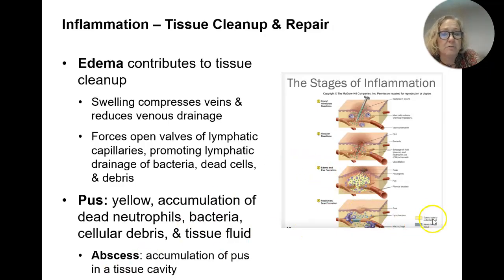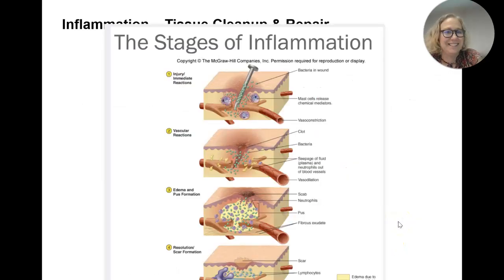Sorry. So you've got swelling of all that interstitial fluid, which forces your lymphatic capillaries open, promoting lymphatic drainage of bacteria, dead cells, and debris. And you're also going to get pus, yellow, and that is dead neutrophils, bacteria, cellular debris, tissue fluid. And an abscess is actually an accumulation of pus in a tissue cavity. You're welcome. And here again, stages of inflammation. You see this as it breaks, it just opens up, and that's where you're going to get pus and edema from.